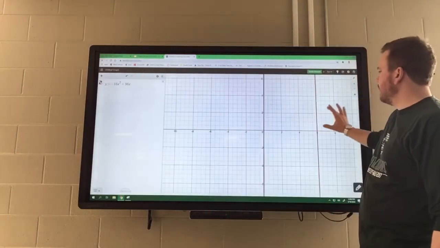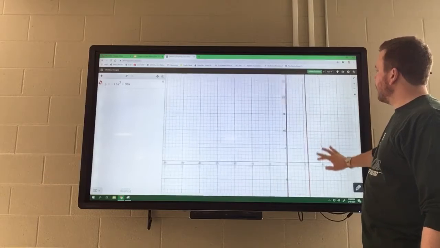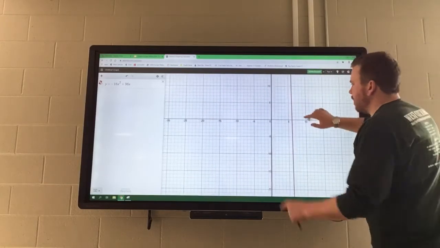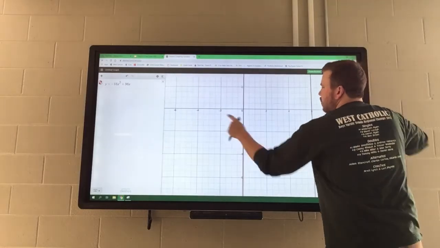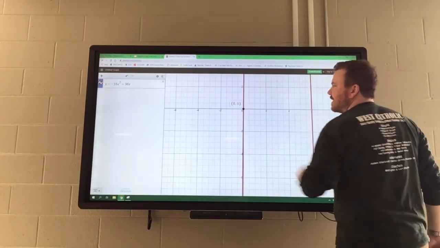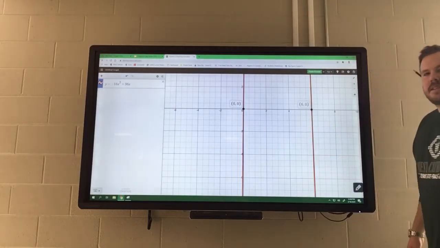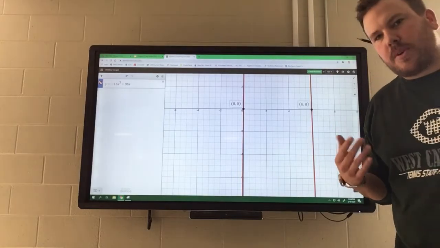Oh, this one looks crazy. But the point remains the same. Where is the vertex of this thing? It's all over the place. The point is the same. Where this function is equal to 0 is when x equals 0 and when x equals 6. Therefore, those are the two zeros of the function.